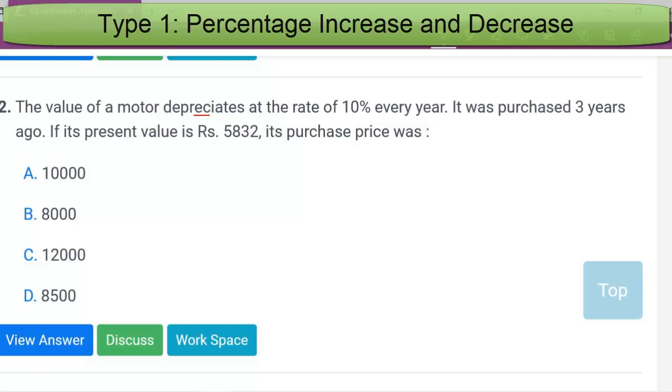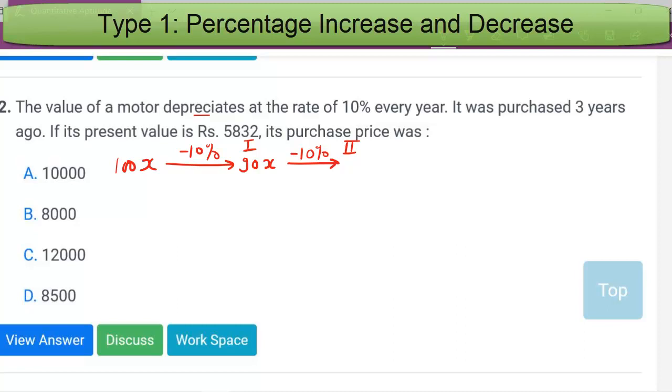What basically the question says is that in 3 years it depreciates 10% every year. So for the sake of calculation, we can assume that the initial value was 100x. Okay, and in the first year it depreciates by 10%. So obviously it will become 90x. Then again in the second year it depreciates by 10%.